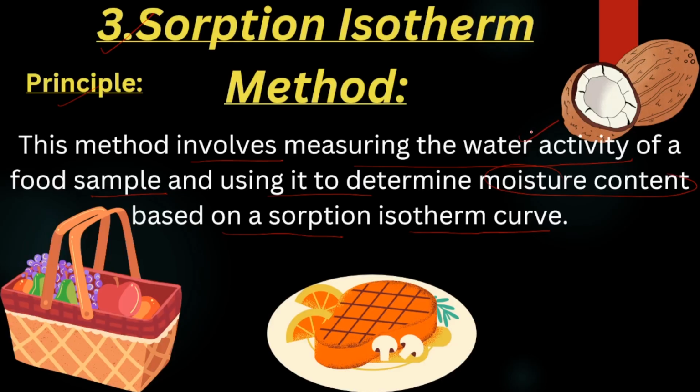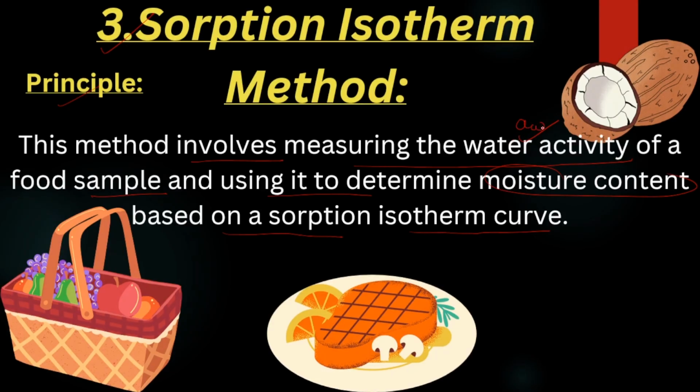Here, water activity is the measure of the free water available in the food for microbial growth, enzymatic reactions, and chemical reactions. It is measured on a scale of 0 to 1. 1 represents pure water and 0 represents complete dryness. The lower the water activity, the longer the shelf life, as microorganisms cannot grow in a low water activity environment.